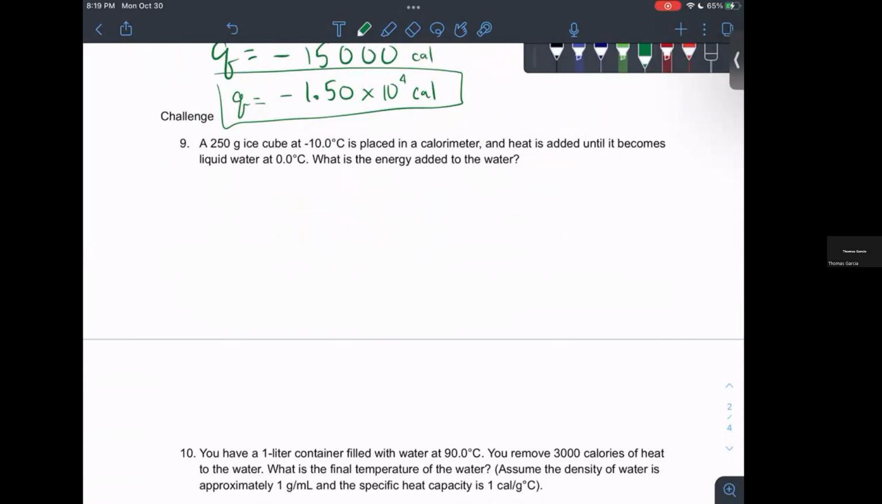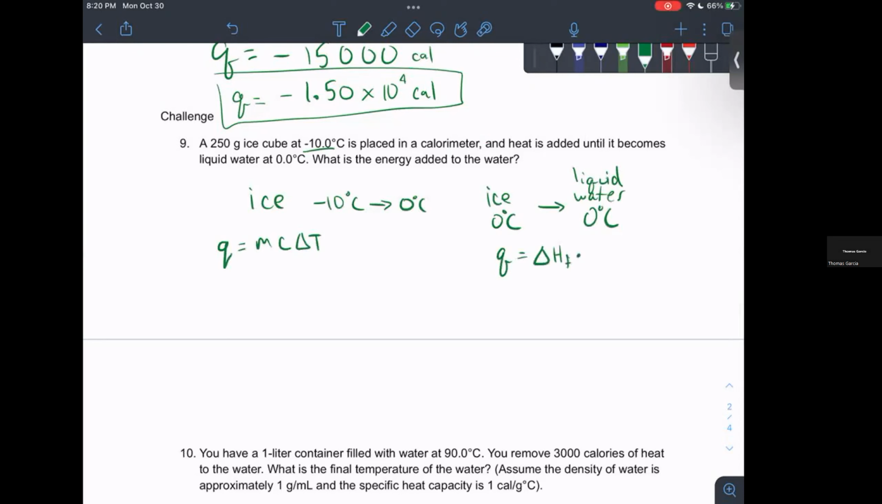All right, now we have our challenge problems. So this is where we're going to be combining the heat of fusion or vaporization and this general temperature change. A 250 gram ice cube at minus 10 is placed in a calorimeter and heat is added until it becomes a liquid at 0 degrees Celsius. What energy is added to the water? So we have ice, which goes from minus 10 degrees Celsius to zero. Then we have ice at 0 degrees Celsius transition to liquid water at 0 degrees Celsius. So we need two equations here: Q equals MC delta T and Q equals delta H of fusion, because we're melting, times M.